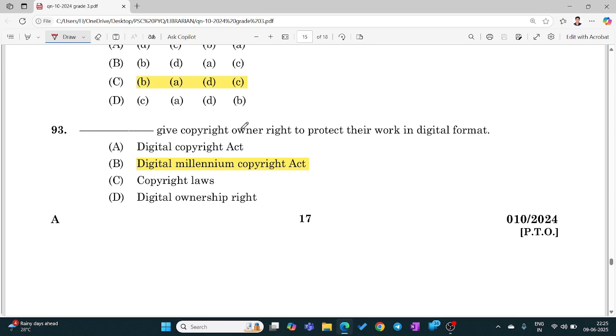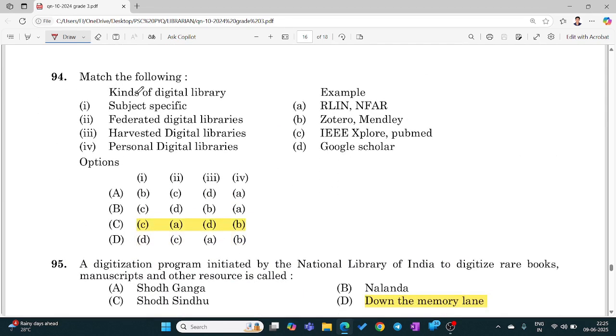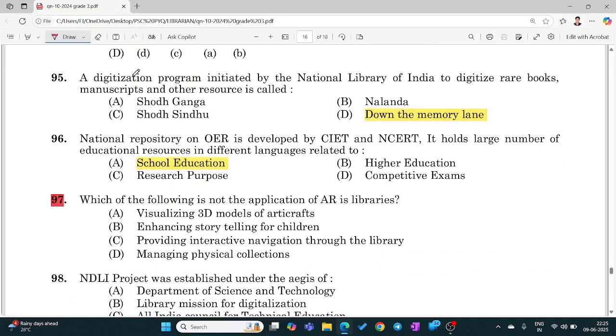DMCA gives copyright owners the right to protect their work in digital format. Digital Millennium Copyright Act. In this match the following question, option C is the correct answer. A digitization program initiated by the National Library of India to digitize rare books, manuscripts, and other resources is called Down the Memory Lane. National Repository on OER is developed by CIET and NCERT.